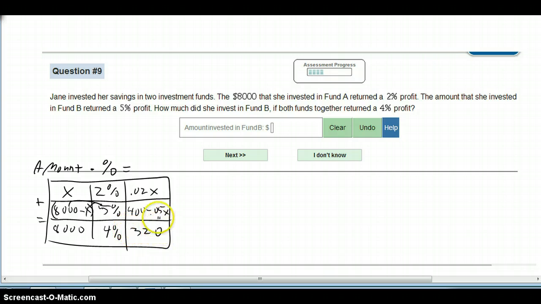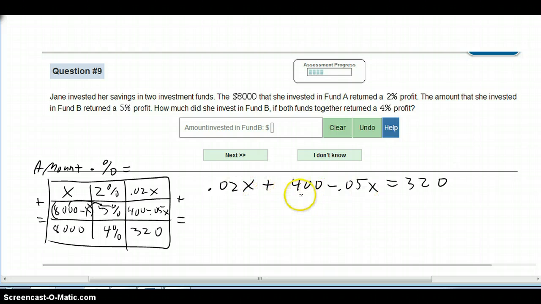So really what we end up with is 2% of how much we invested in the first one, and then 5% of how much we invested in the second one. We know that total return was 4% of the total, which is $320. So if we add these two together, we're going to equal the total. There's our basic equation: 0.02x plus the interest from the second one, 400 minus 0.05x, equals 320. Because we know the two parts have to equal the whole.